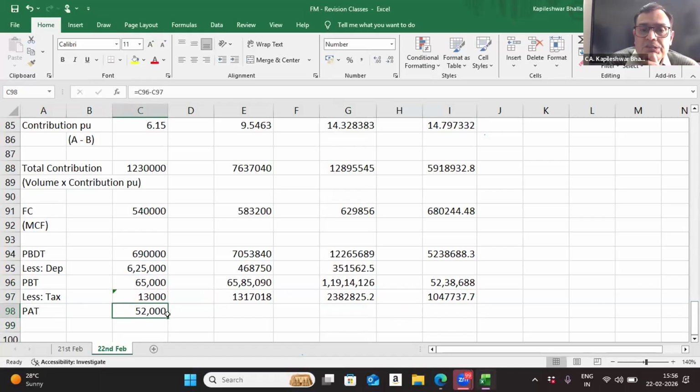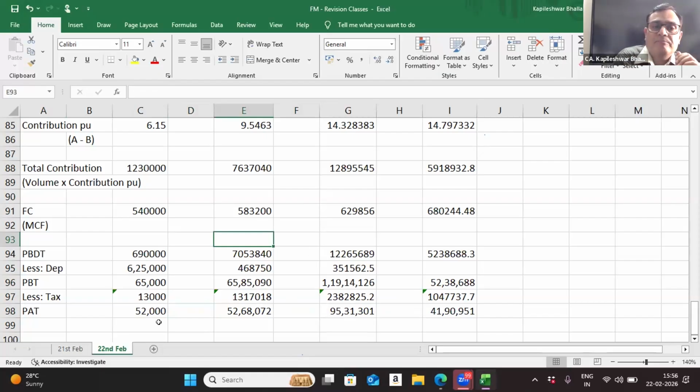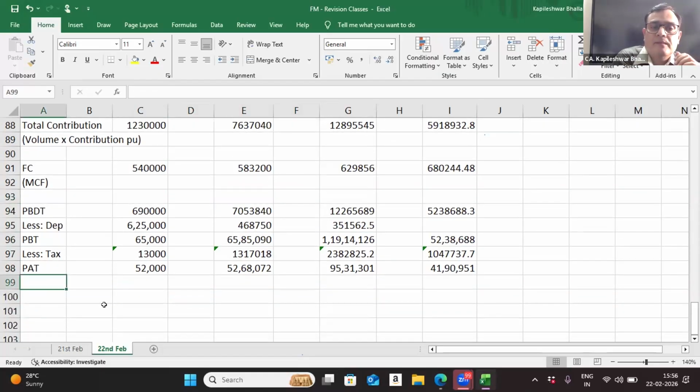I hope I'm not going fast. Everything is being done on the Excel. I hope that's not fast. Okay, so done. If you're done, then let me know. Then we'll just calculate the CFAT as well. Right. If you're done with the calculations, let me know.